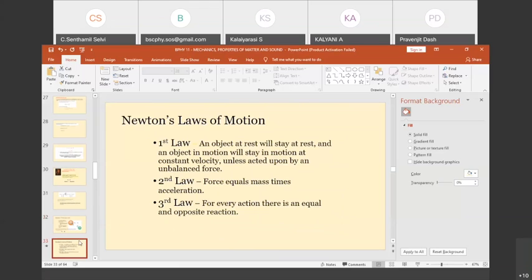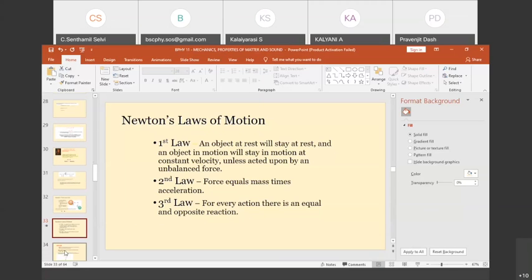So we have completed Newton's three laws. Again, let me conclude: what is the first law? If a body is at rest, it maintains the same, or if it is in motion with uniform velocity, it will maintain the same unless acted upon by an unbalanced force. That is Newton's first law. Second law, force equals mass times acceleration. Third law, to every action there is an equal and opposite reaction. That is F is equal to minus F.